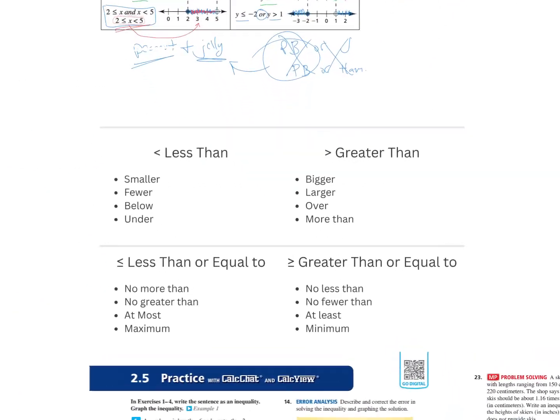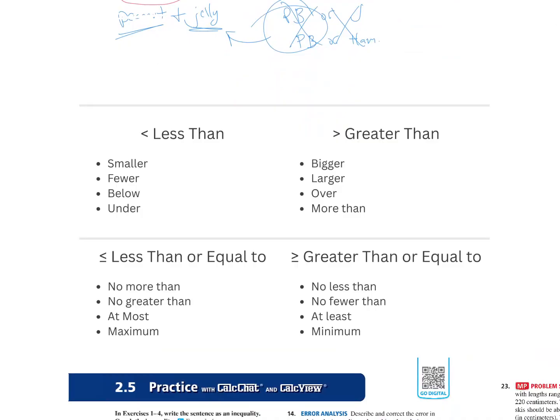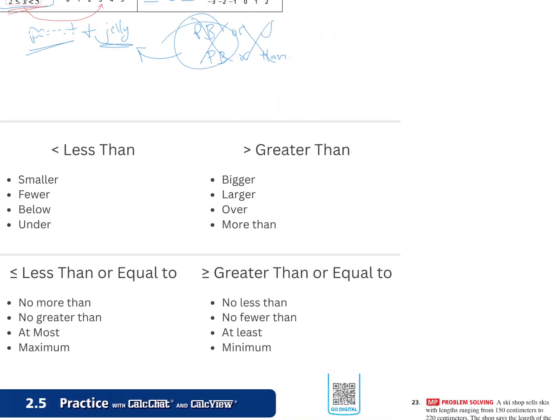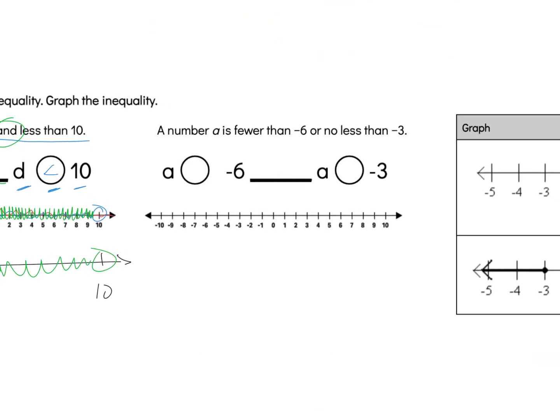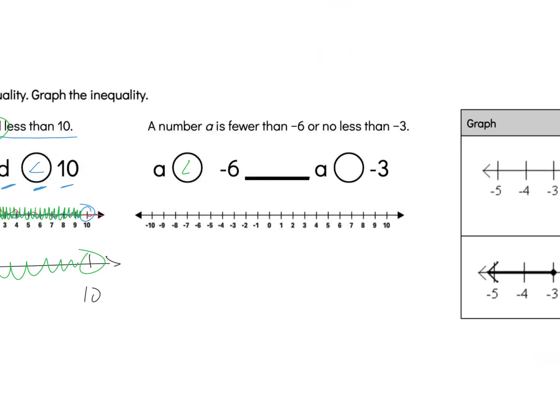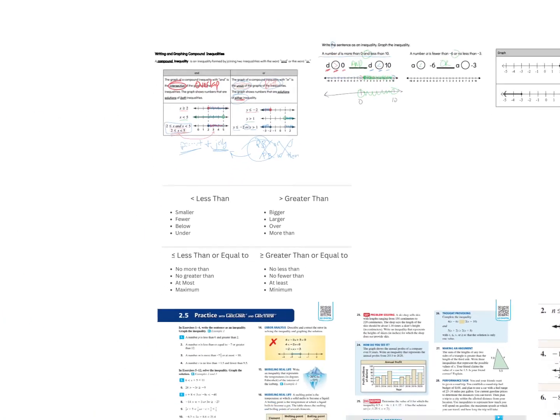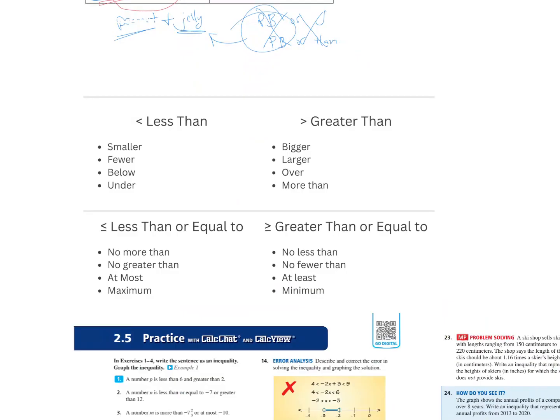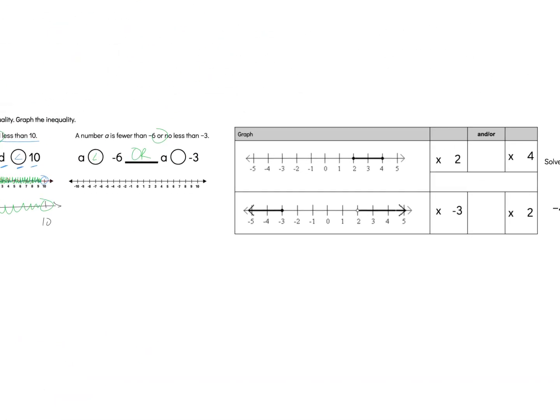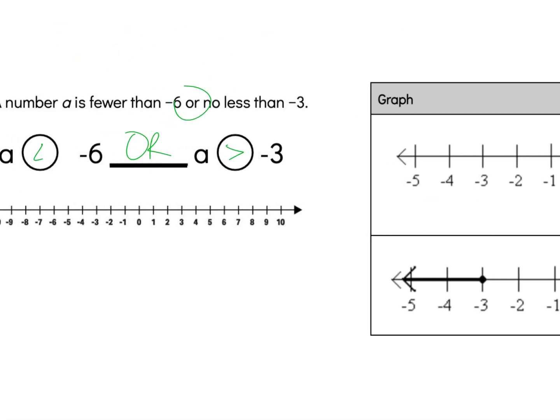Okay, fewer than, which would be fewer. Less than is fewer, okay? So number A is fewer than negative 6, or no less than negative 3. No less than. Greater than or equal to is no less than. All right, no less than, greater than or equal to.